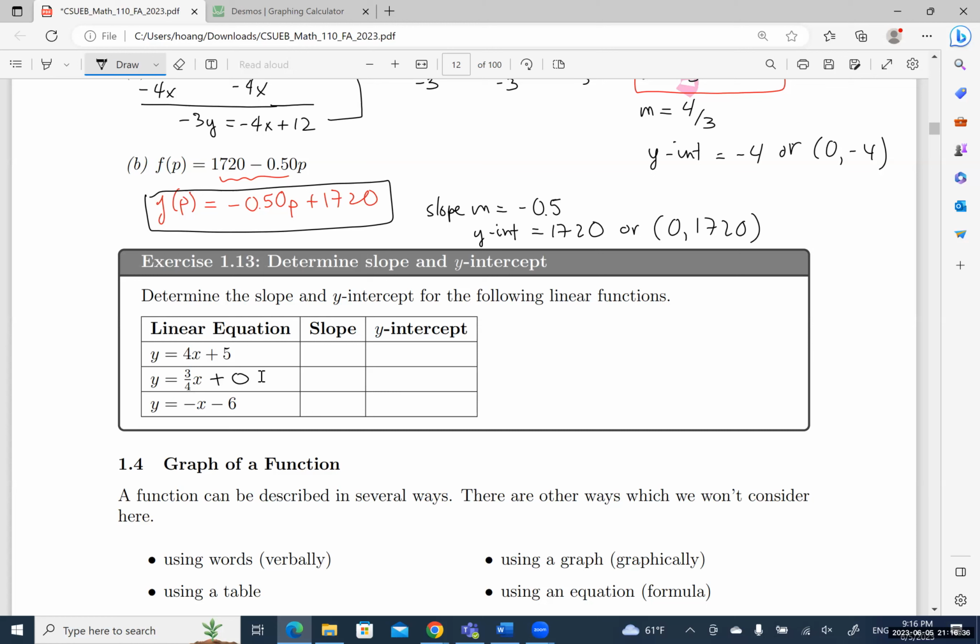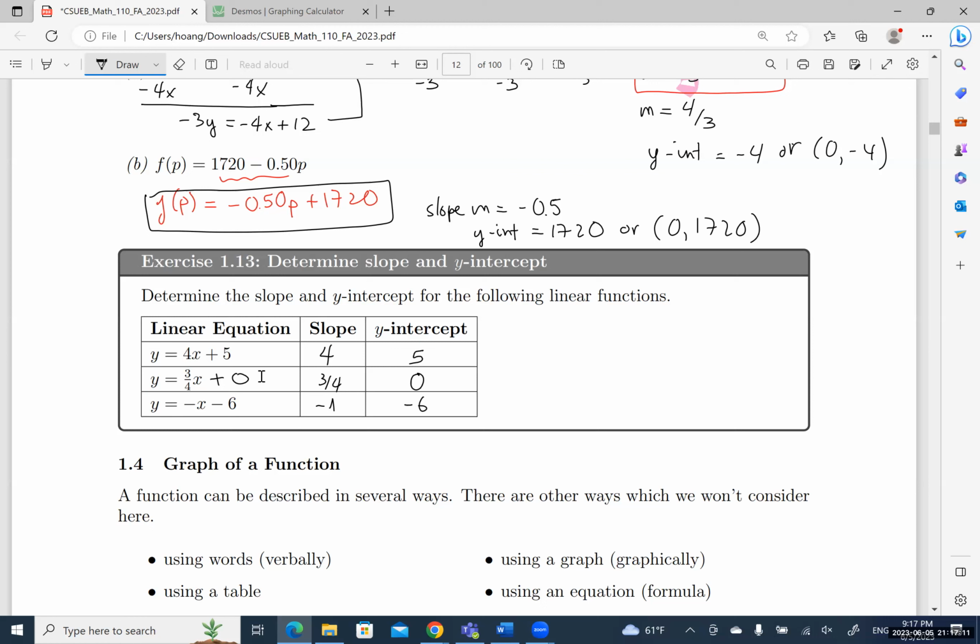Okay. So the first one, slope must be 4, right? Second one, slope gonna be 3/4. Third one gonna be negative 1. And you see that, right? And the y-intercept for the first one is 5. Y-intercept for the second one is 0. And the last one gonna be negative 6. Okay. You can also write it in another pair form if you like.